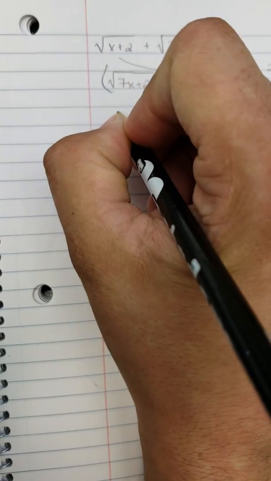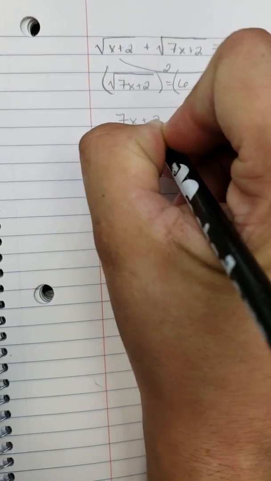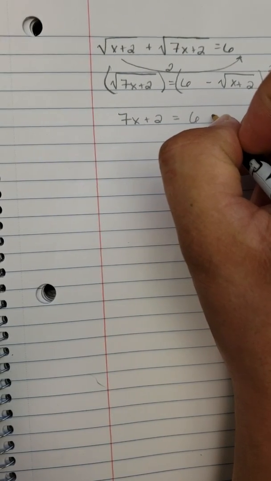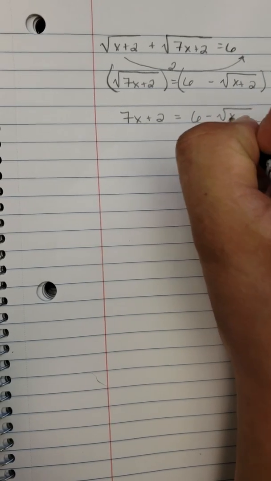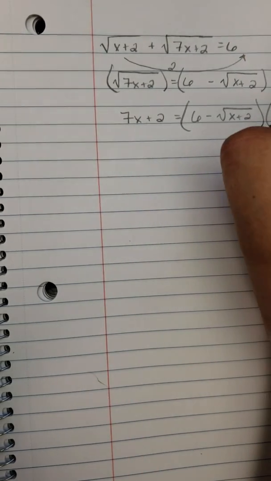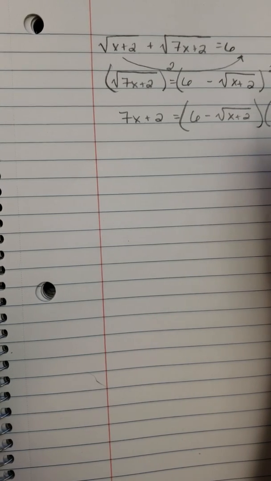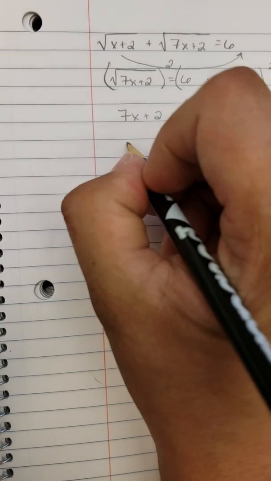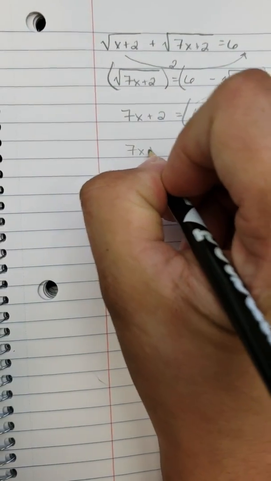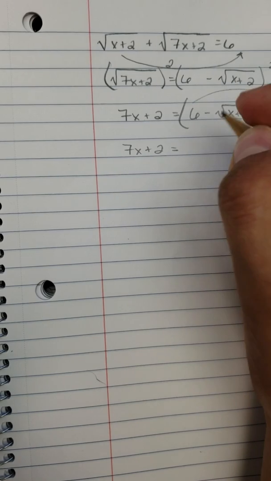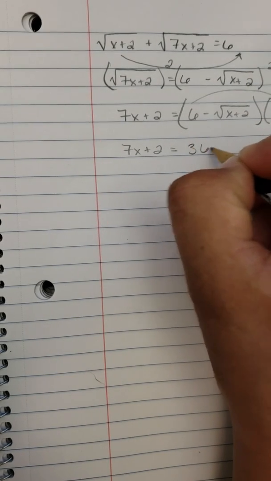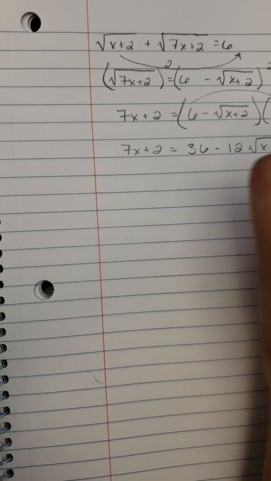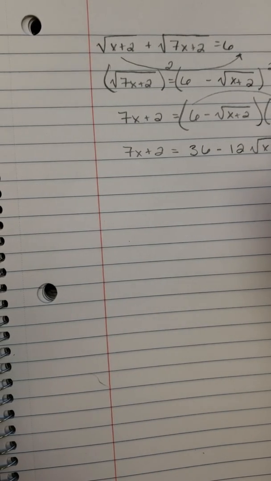And so that one's just going to kind of go away and give us 7x plus 2. And then this one we're going to end up having to FOIL. So I'll just write that real quick. Okay, and so we'll FOIL that out, first, outer, inner, last, and then just rewrite this side over here. And that's going to end up giving us 36 minus 12 times the square root of x plus 2 plus x plus 2.